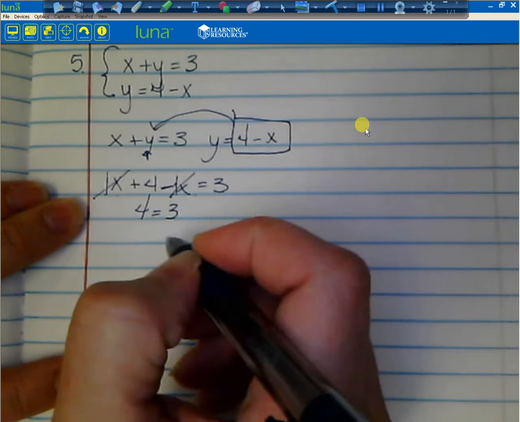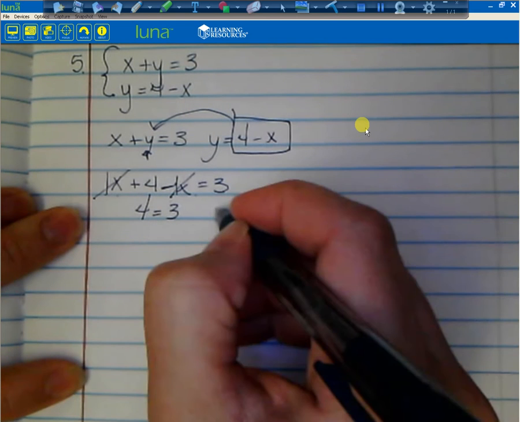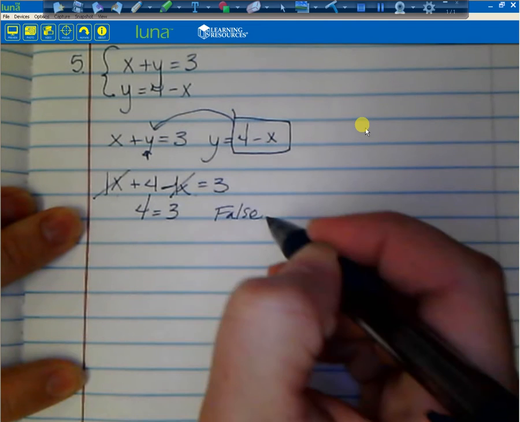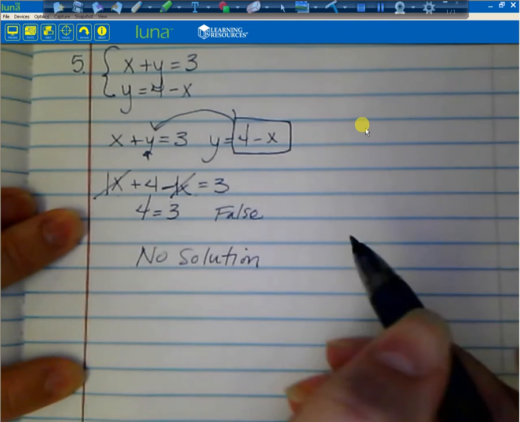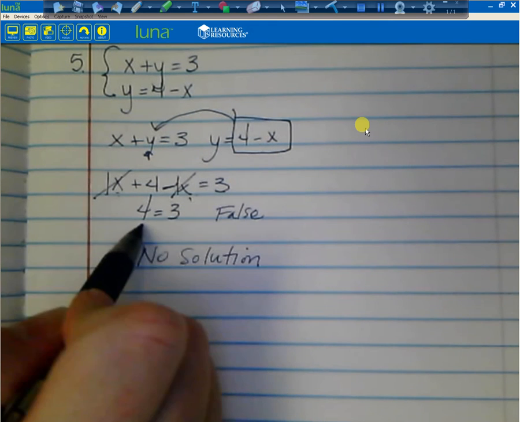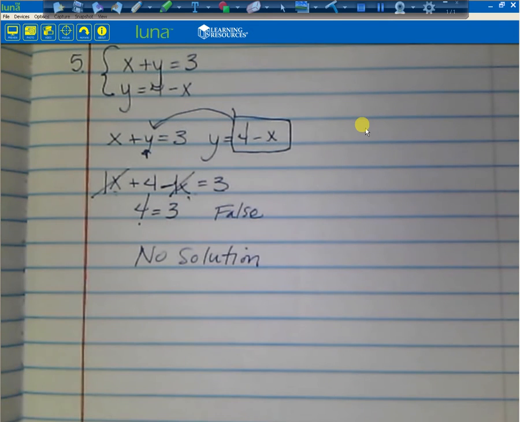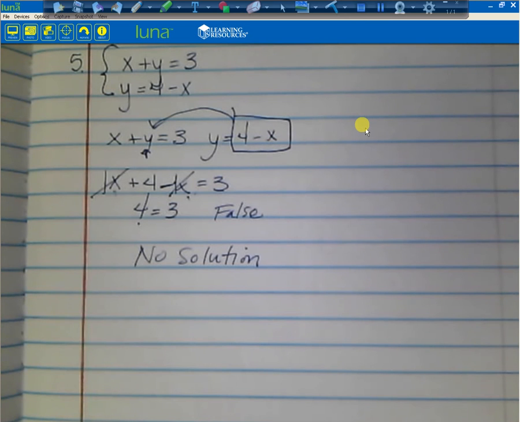This is not a true statement. This is false. So our answer here is going to be no solution. So you notice again, when your x's cancel and you're left with an untrue statement like 4 equals 3, that is false and there is no solution. And what that means is that if we were to graph these two lines, they're never going to cross. The lines are actually parallel because they never cross, and we know that parallel lines are never going to cross. So that means that there's no solution.